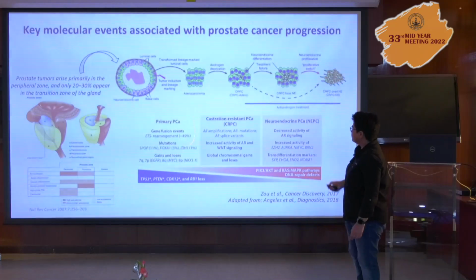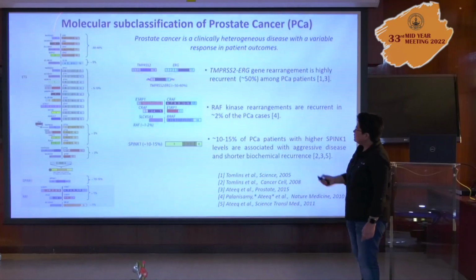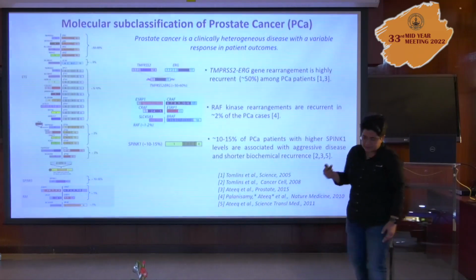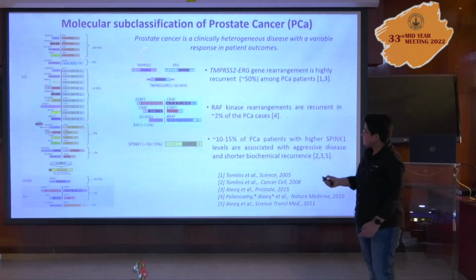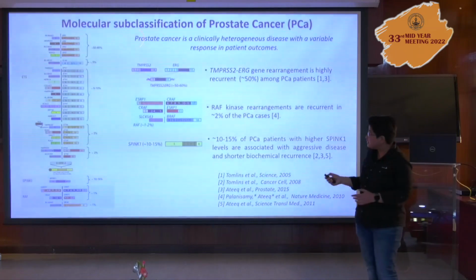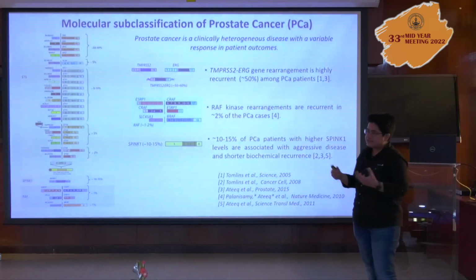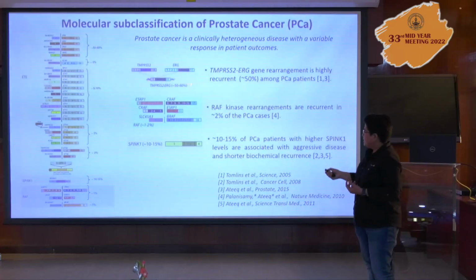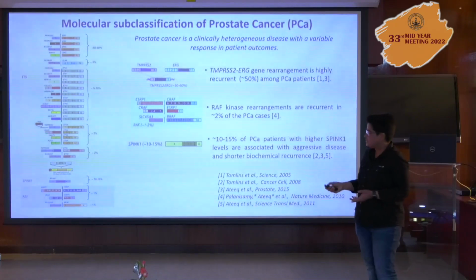If you look at the molecular alterations, there are so many. I'm not going to go into detail on these alterations, but I just want to give you an overview. When we look at the molecular level of this cancer, one of the most highly recurrent subtypes is the TMPRSS2-ERG genetic rearrangement. Here TMPRSS2 is an androgen-driven gene that is aberrantly fused to ERG. As a result, ERG, which is not expressed in the gland, is now highly expressed and is recurrent in 50 to 60% of patients.